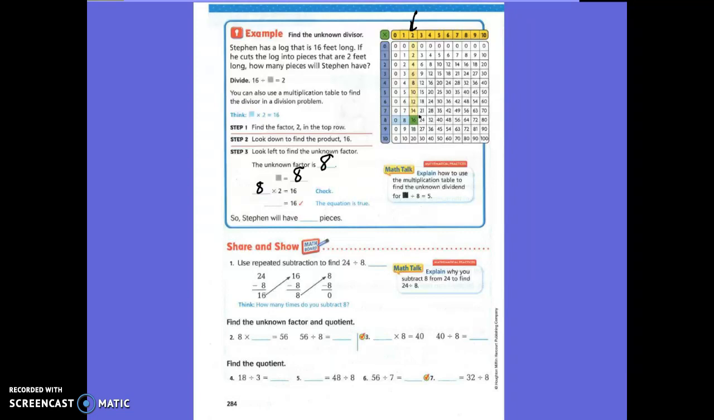And then 16 equals 16, because 8 times 2 equals 16. 16 equals 16. So how many pieces will Stephen have? 8. Okay, now time for share and show.